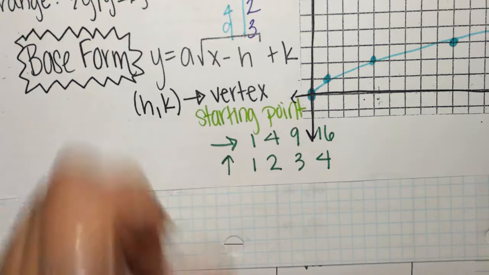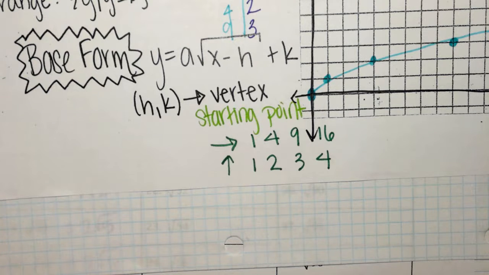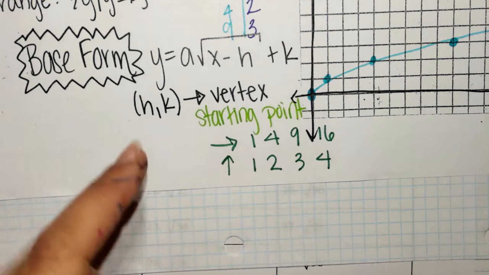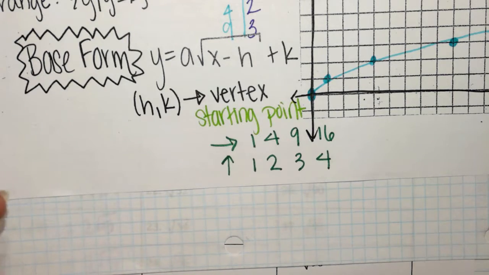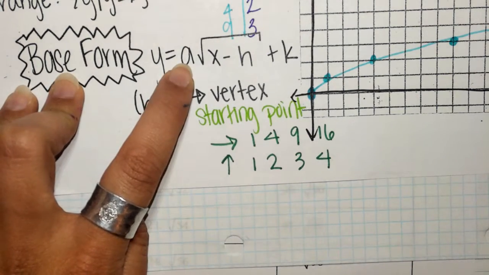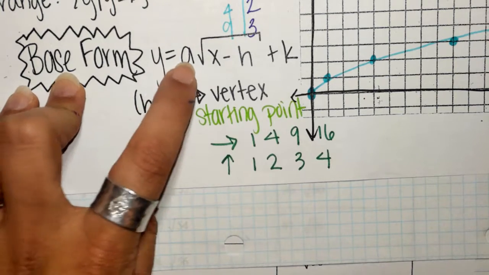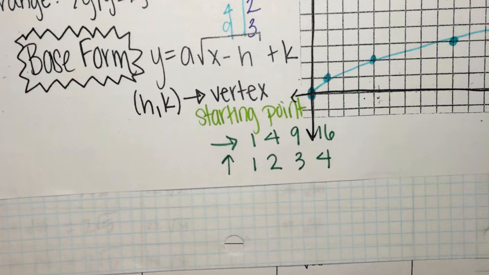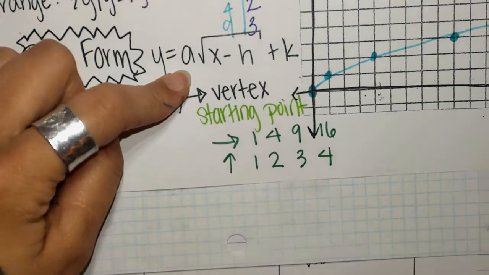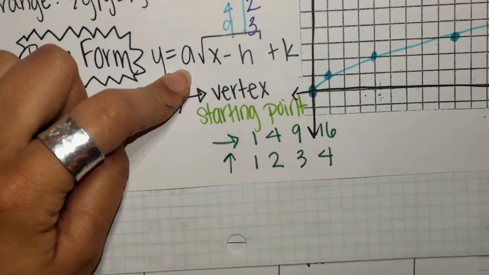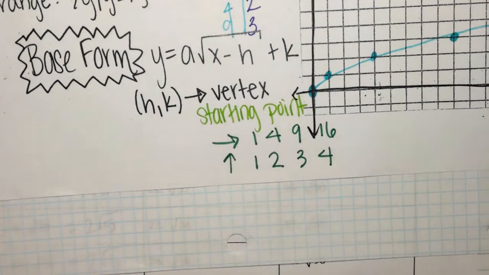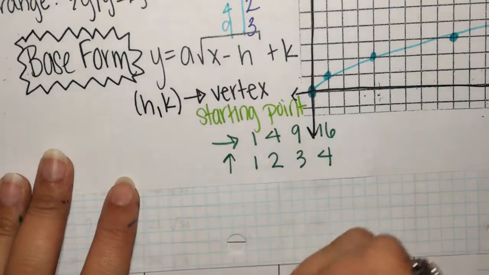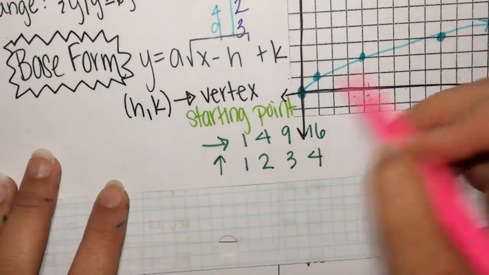Now, what did A do on a quadratic, that number out front? When it was positive, what did it do? It went up. It made a taco, right? And when it was negative, what did it do? It made a snow cone. So this time, it would do the opposite. So if this number is positive, it's going to look like this.